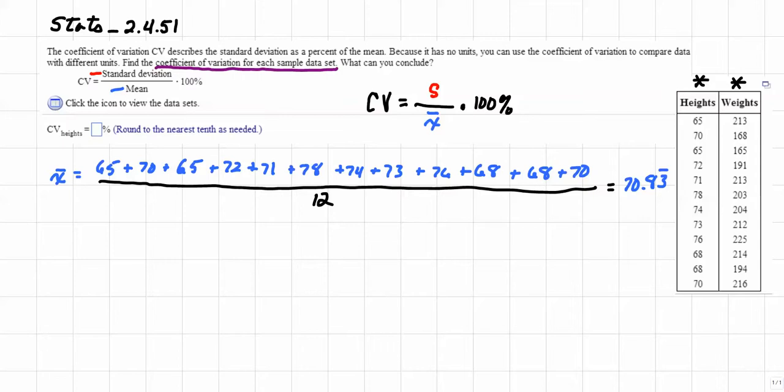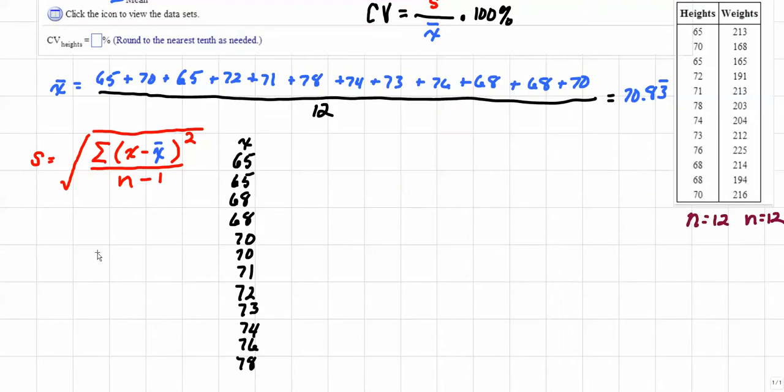Now we're going to go ahead and calculate the standard deviation using the standard deviation formula. You'll notice here that I've written the formula for the standard deviation for a sample, and that's going to be S is equal to the square root of sigma, which means the summation of X minus X bar quantity squared, and then that's going to be divided by n minus 1.